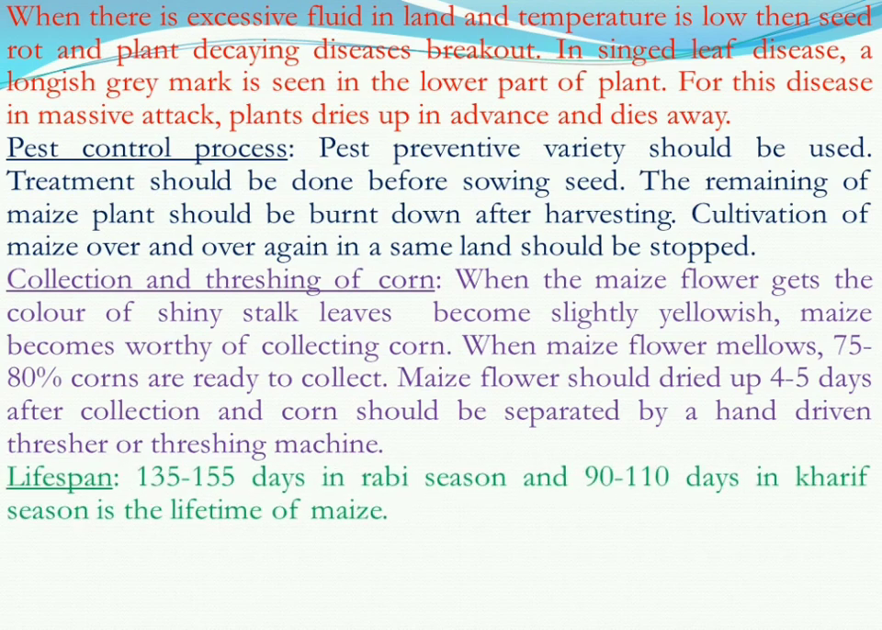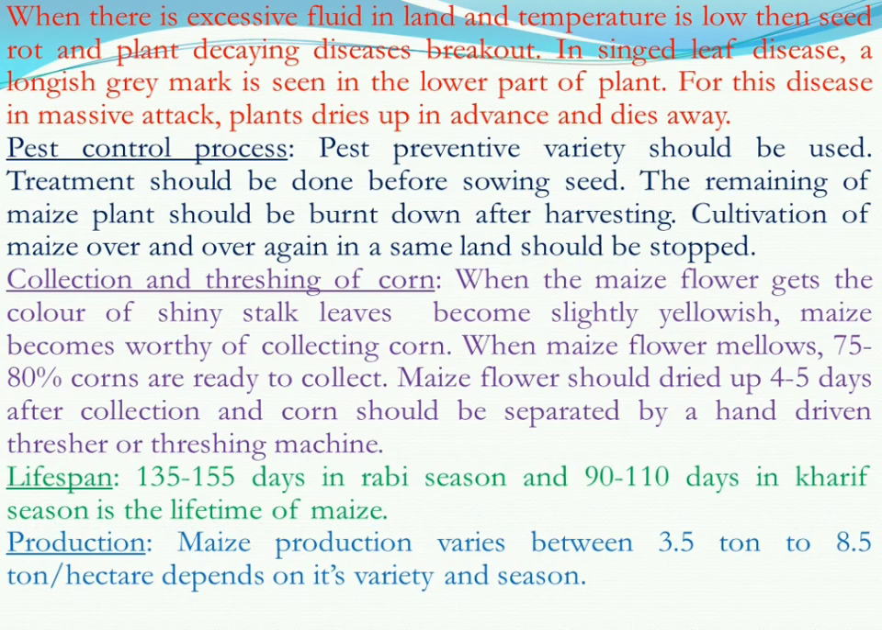What is the lifespan for maize? We have already discussed that we are producing maize 2 times in a year, so there should be different lifespans for maize in the two seasons. In Rabi season, the lifespan is 135 to 155 days, and in Kharif season it is 90 to 110 days.